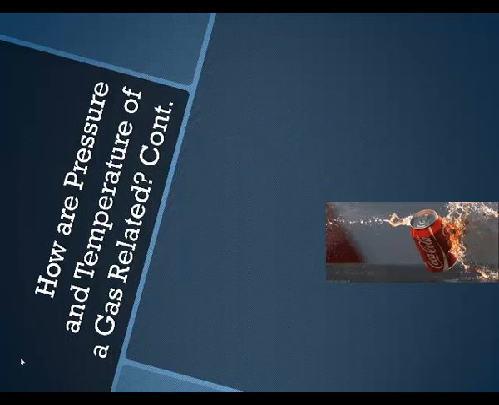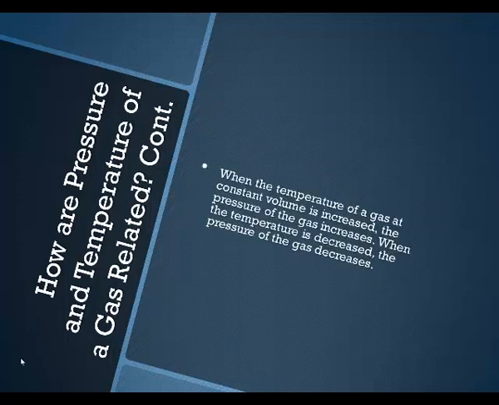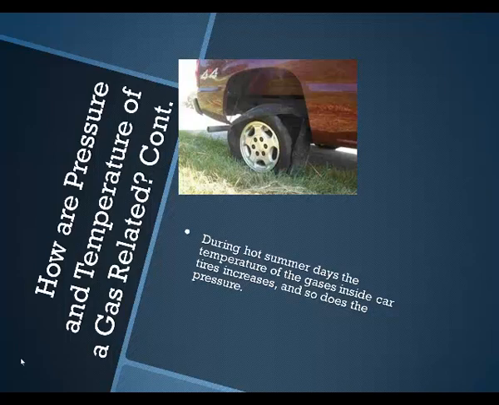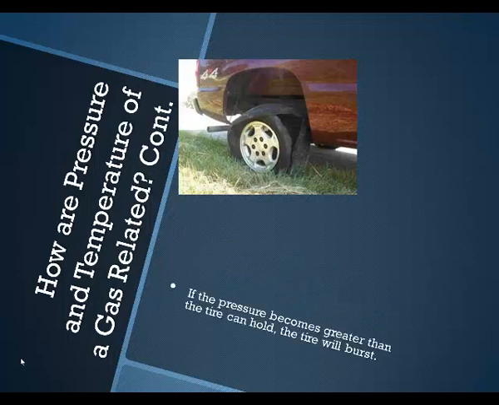When the temperature of a gas at constant volume is increased, the pressure of the gas increases. When the temperature is decreased, the pressure of the gas decreases. A perfect example of that: during a hot summer day, the gases inside of a car tire increase in temperature. When they increase in temperature, the pressure also increases. As pressure increases, it puts strain on the interior walls of that tire, and you can have what you see inside this picture, where the increase in pressure actually causes a rupture in the tire. So if the pressure becomes greater than the tire can hold, the tire will actually burst.